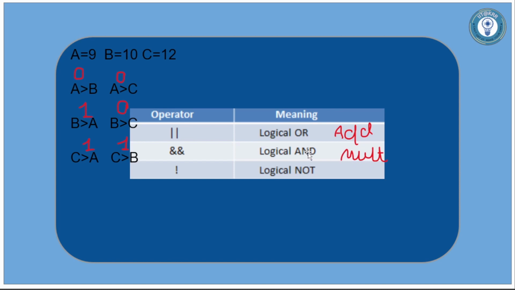In the and operator, the two conditions must be true. First, 0, 0 is false, so it will return false. In the and operator, it just does mathematical multiplication of two conditions. Here in the second case, we have b greater than a is true and b greater than c is false. So 1 into 0 is 0, so it is false. In the third equation, both the conditions are true, so 1 into 1 is equal to true, so it returns true.